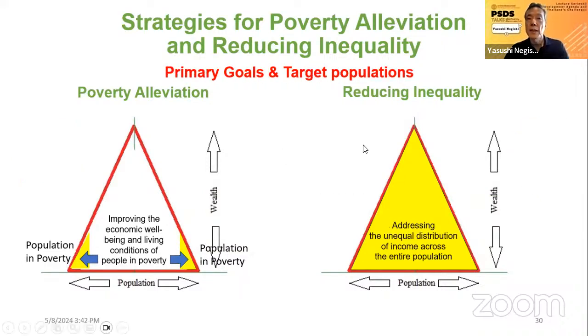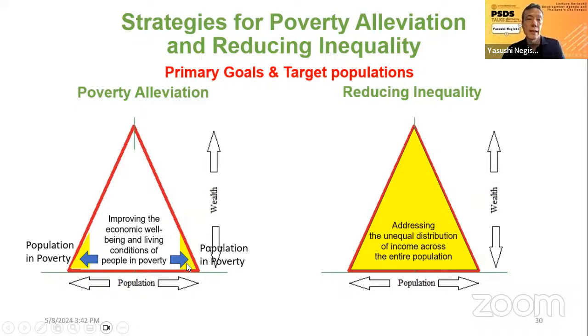Let me go back to the slide in order to compare the policy between poverty alleviation and reducing inequality. And in the case of reducing inequality, the primary goal is addressing the equal distribution of income across the entire population. So in the case of reducing inequality, we have to focus on the entire population. This is a very clear distinction.